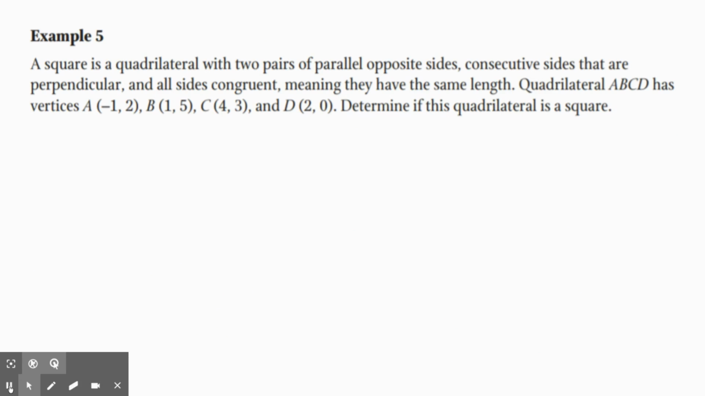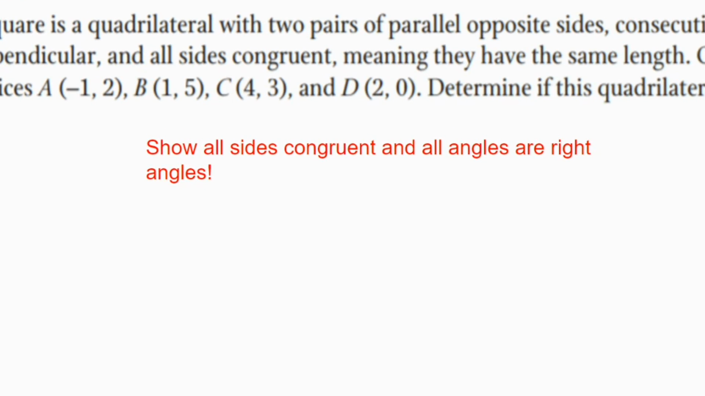Example 5, prove that this quadrilateral ABCD is a square. If I'm going to prove something's a square, I have to show all the sides are congruent and all the angles are right angles. That's the definition of what a square is. How am I going to do that algebraically? What's the proof I'm going to show you? Well, I'm going to graph all the points first.